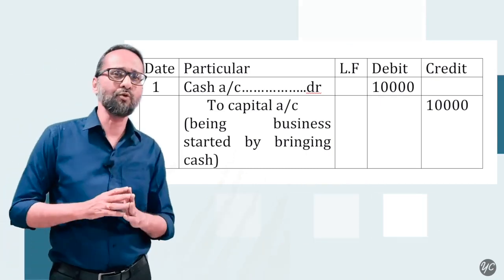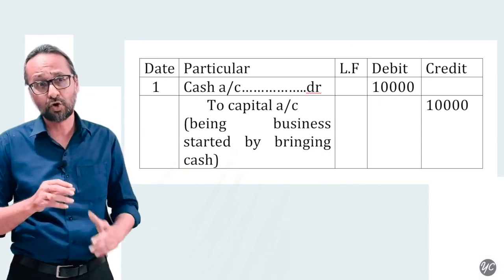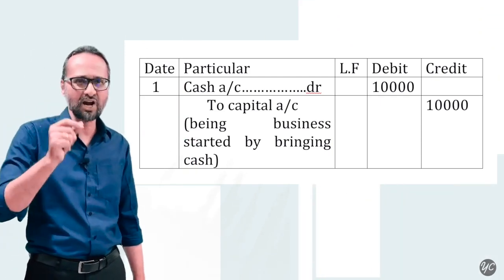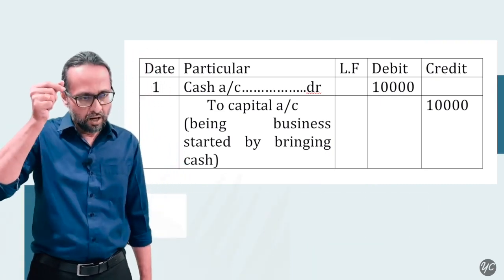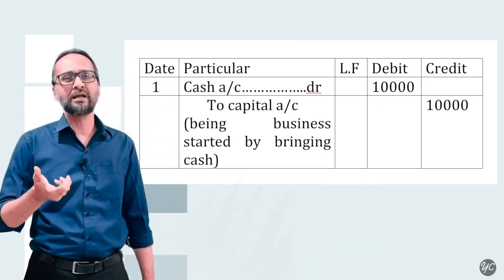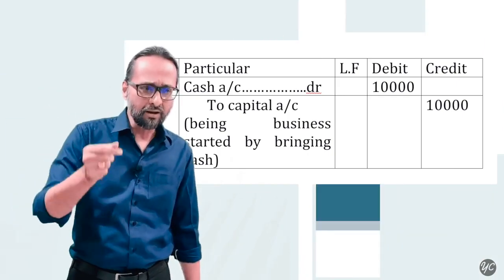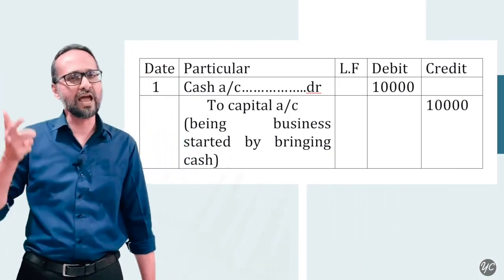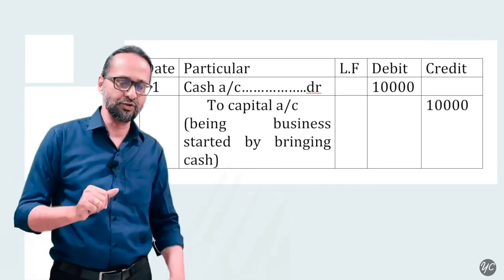And then what we have to write? We give a short description of the transaction. It is called narration, and it always starts with the word 'being'. So we write: being Amitabh started business by bringing cash of rupees 10,000. Or we simply write: being business started by bringing cash of 10,000. So this is what our entry is.